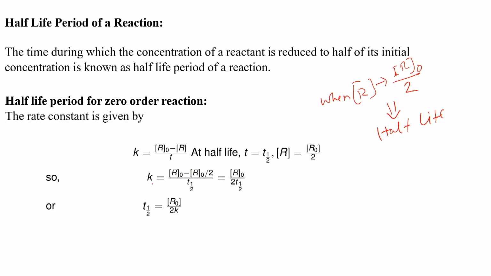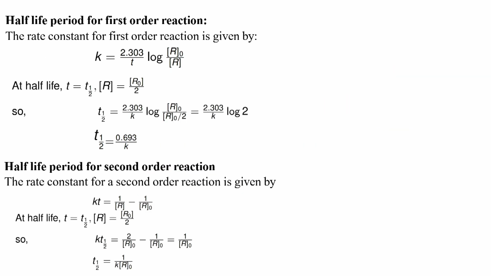For the zeroth order reaction, when t is t half, the concentration of r is r naught by 2. So if we substitute, we get k is r naught minus r naught by 2, and t is now t half. This is the half-life period. So we get t half is concentration of r naught by 2k. So this is the expression for the half-life period of the zeroth order reaction.